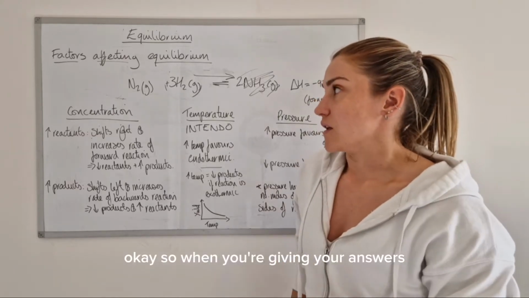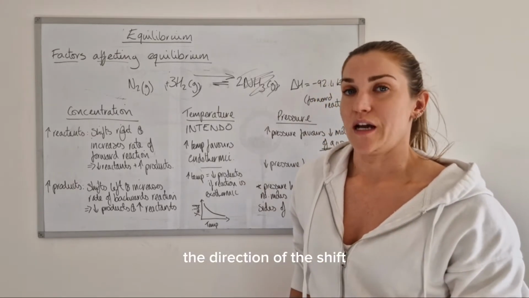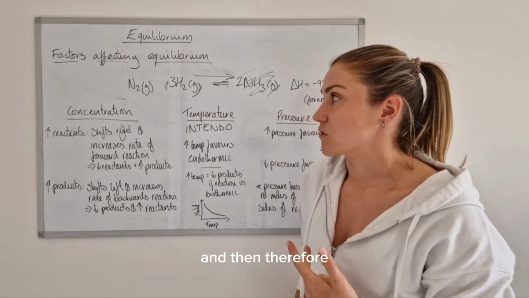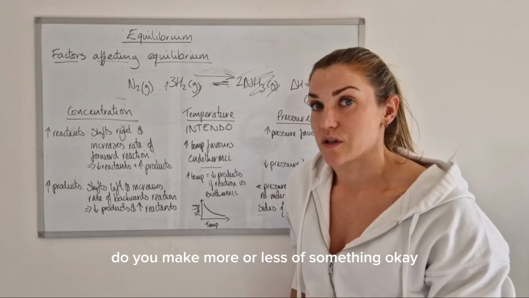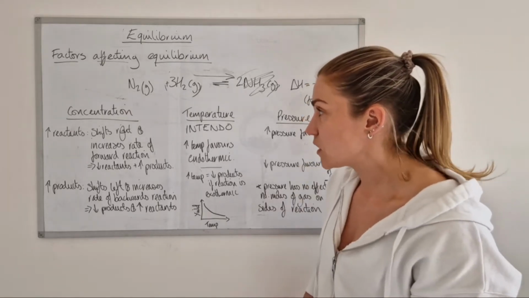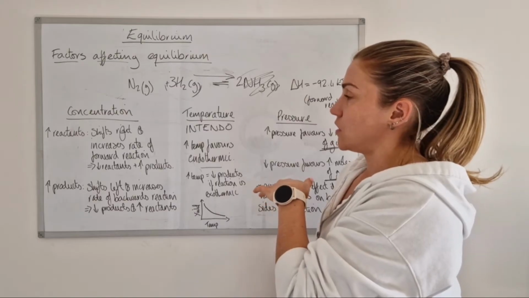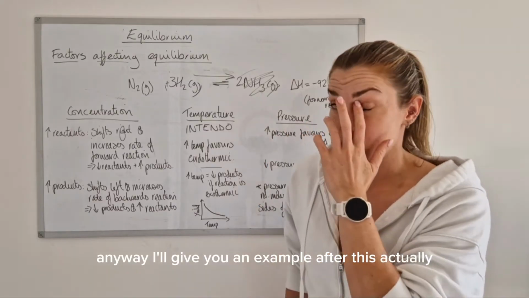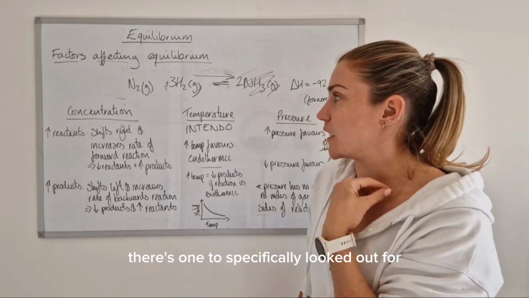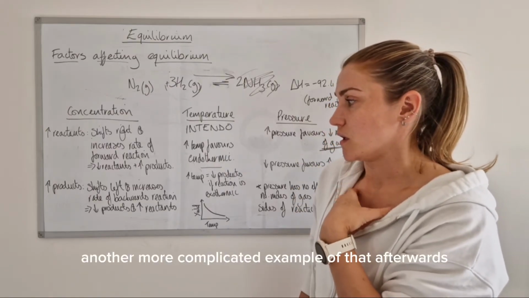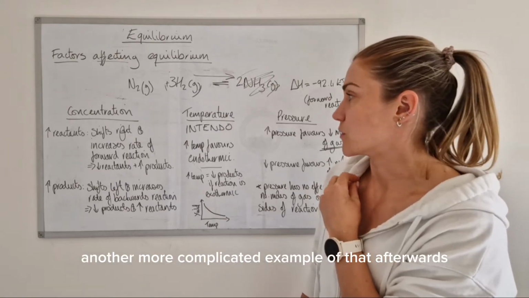Okay, so when you're giving your answers, those are the things you want to cover: the direction of the shift, which reaction rate's increasing, and therefore whether you make more or less of something. I'll give you an example after this, actually, there's one to specifically look out for when it comes to concentration, so we will look at another more complicated example of that afterwards.